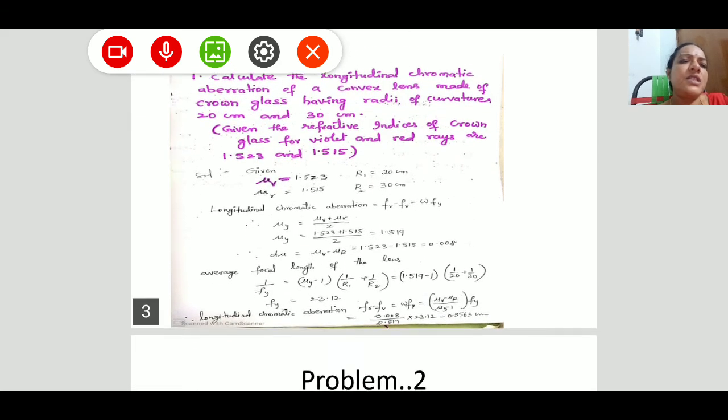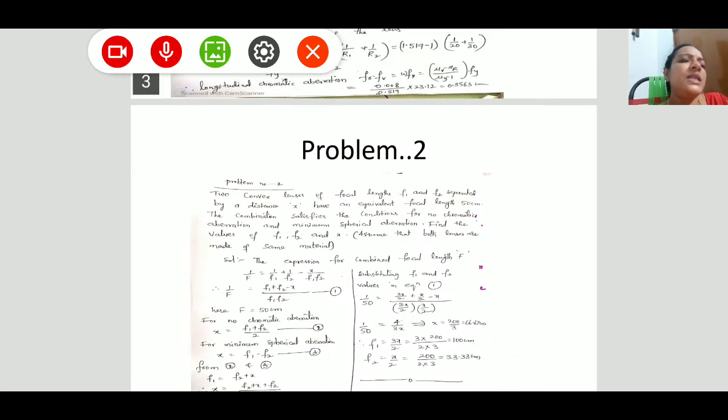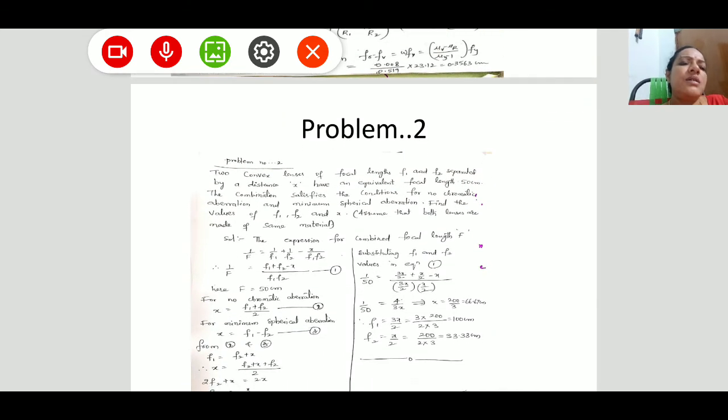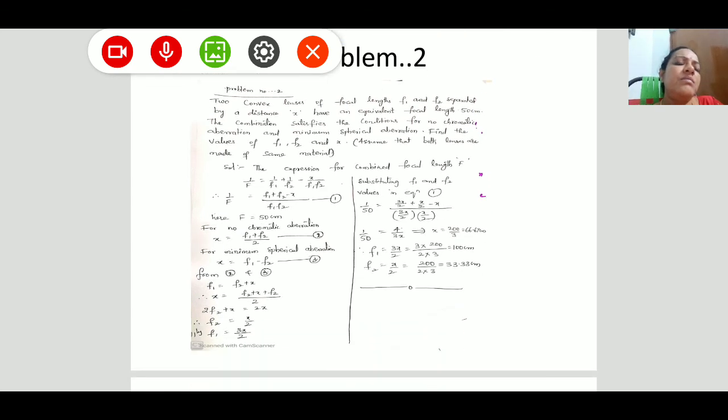Okay, this is the first problem. All problems depend only on the formulas. You have to remember: omega 1 by f1 plus omega 2 by f2 is 0, that is the condition for achromatism. X is equal to (f1 plus f2) by 2 for the removal of spherical aberration, and the removal of chromatic aberration. X is equal to f1 minus f2 by 2. Next, the lens maker formula: 1 by f is equal to (mu minus 1) into (1 by r1 minus 1 by r2). These are some key formulas.